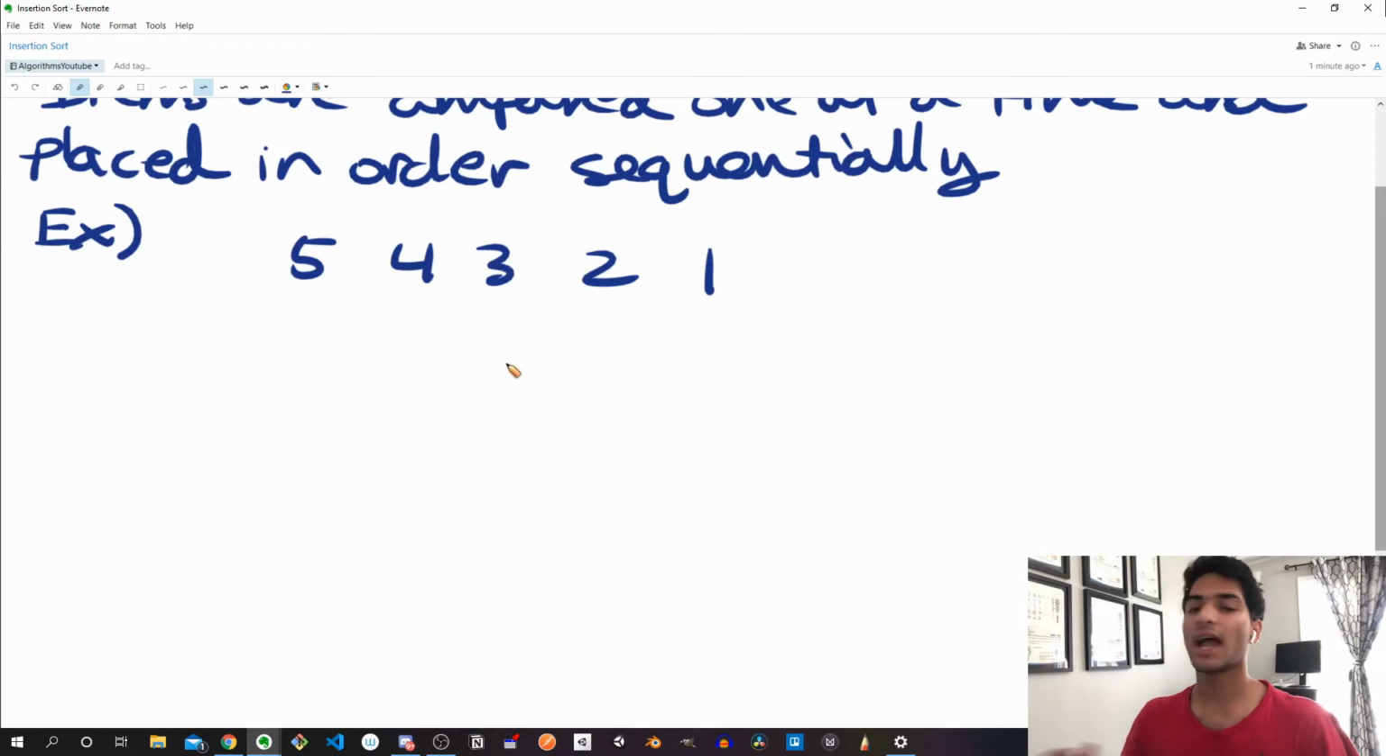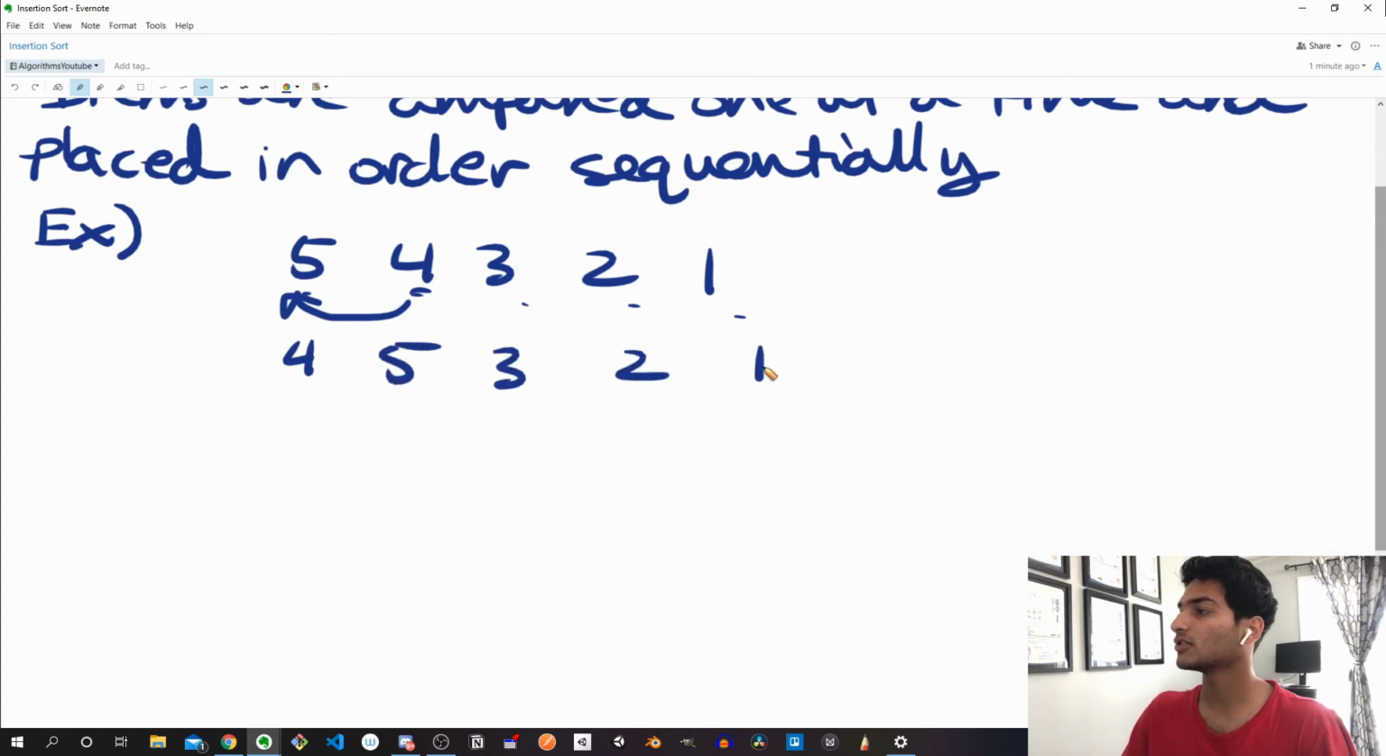So essentially how it works is that we look at each element, and we move it up the array if it's smaller than its previous element. For example, we can't start off with the number 5, because there's no element before the number 5. So we generally just start off on the second element of the array, which in this case is the number 4. We compare it with the number before, which is 5. Because 4 is less than 5, we move this back, and so we get 4, 5, 3, 2, 1.